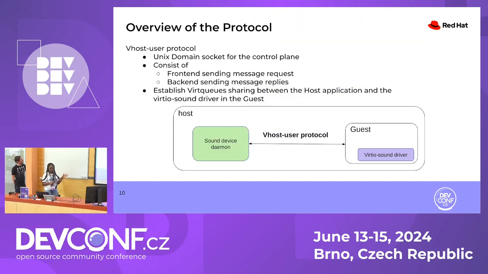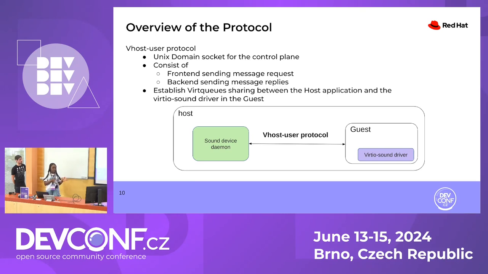So for the vhost-user protocol, which I already mentioned, it's a set of messages that's designed to offload the virtio data path processing from QEMU to a user space process that's running in the host. And this user space application is responsible for configuring the virtio data rings and also doing the actual processing. An interesting thing about this protocol is that it uses a Unix domain socket for communication, and it defines two sides for communication.